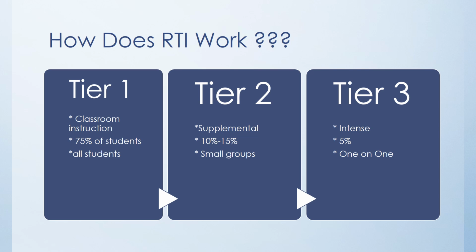In the first tier, all students will start here, and about 75% of the students will remain in this tier. And this is where all the beginning classroom instruction takes place. Tier 2 is where about 10 to 15% of students will remain, and this is supplemental instruction in a small group. And tier 3 is our most intense instruction. About 5% of the students stay here, and this is one-on-one.